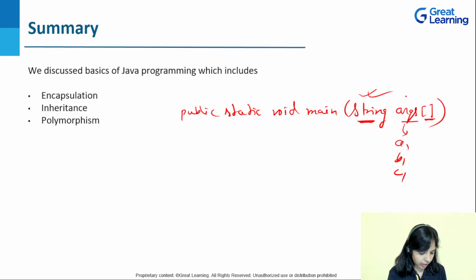I didn't get your question, Luke. Args is a name. Yes, we can have any other name here. That is not fixed and defined in the backend of the JVM. We can change that.